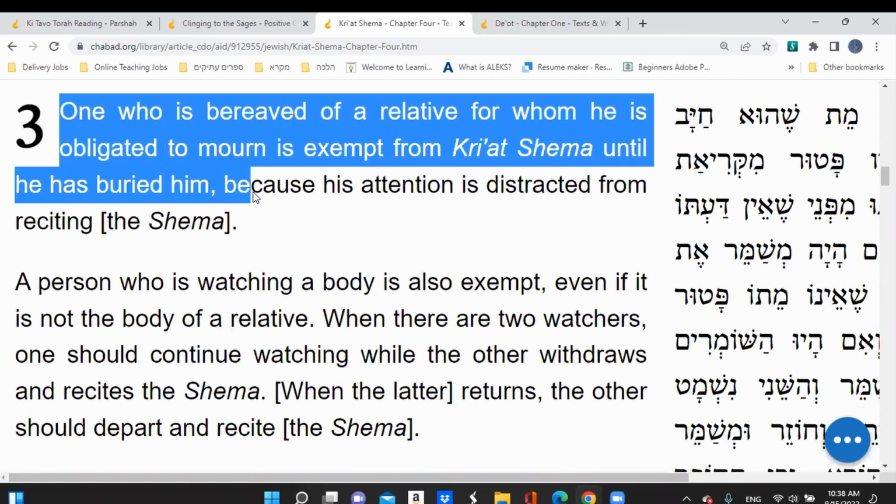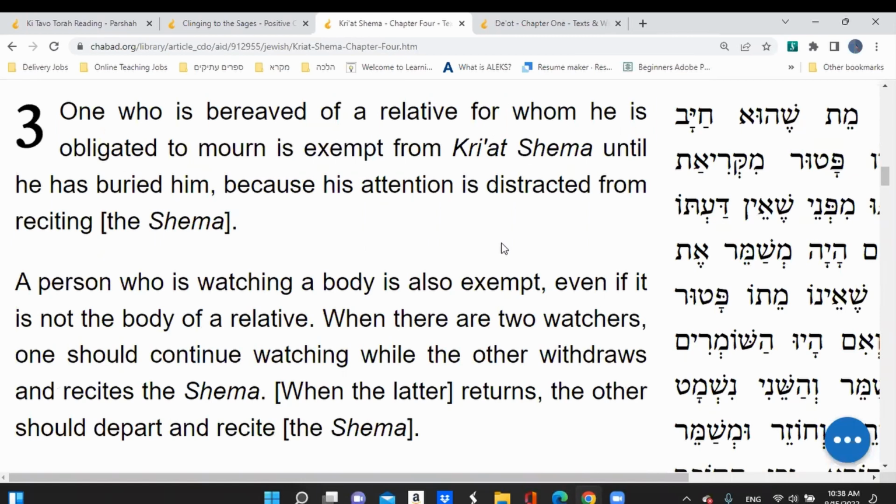Okay, halakha shalosh. One who is bereaved of a relative for whom he is obligated to mourn is exempt from Kriyat Shema until he has buried him, because his attention is distracted from reciting the Shema. All right, this word bereaved means in pain because of some kind of loss of life. So if someone passed away and it hurts a lot, you don't have to worry about saying Shema. But this is only until the person's no longer distracted. If they're able to focus, then they should say it.